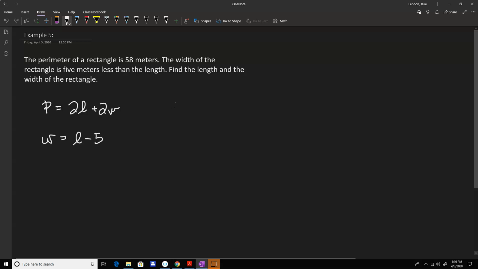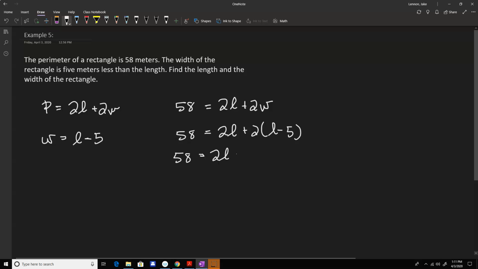So let's go ahead and replace P by 58. So we know that's equal to twice the length plus twice the width. And now we can replace W by L minus 5. When we do that, we want to make sure to include parentheses around it. Otherwise, the problem will come out wrong. If you don't have parentheses, then you would not distribute and you would not get the correct answer. So the parentheses make us distribute that too. So this is going to be 2L minus 2 times 5, which is 10. So we can add 2L and 2L, so we get 4L minus 10.